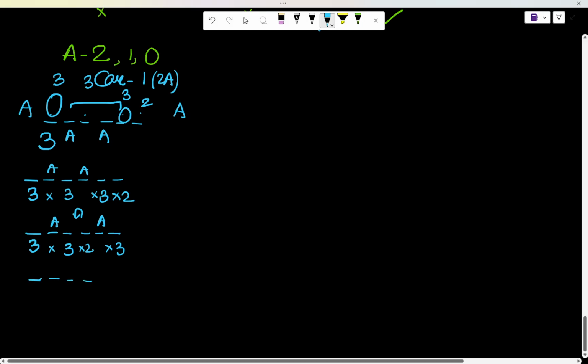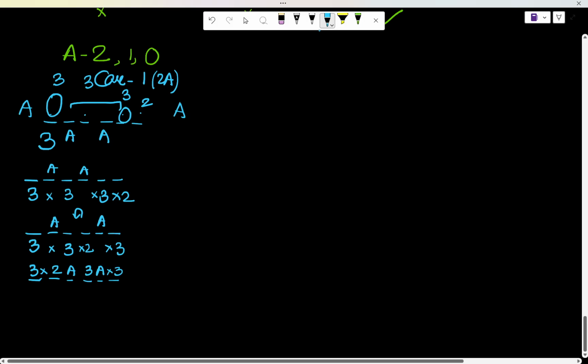Finally, the last possibility, which is if I have the starting A in this position, the final A in this position, here I can fill it in 3 ways, B, C, D. Here it will be 2 ways because one among B, C, D will be in the first position. Here again it will have 3 ways. Here again it will be 3 ways.